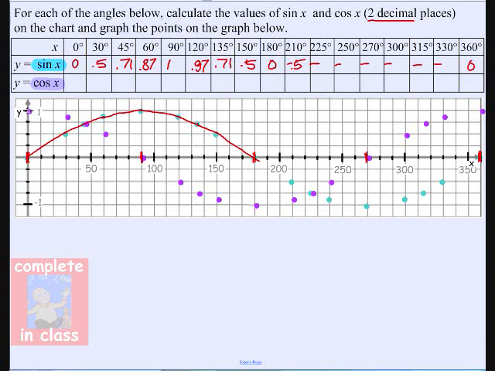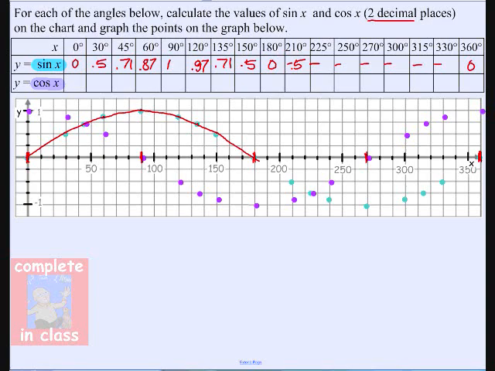Cosine begins at 1. When the angle is 0, cosine is equal to 1. It goes down to 0 when it gets to 90. It keeps going down to get to its low point at 180 degrees, that is -1, and then it comes back up to 0 at 270, and when it returns to 360, it's 1 again.